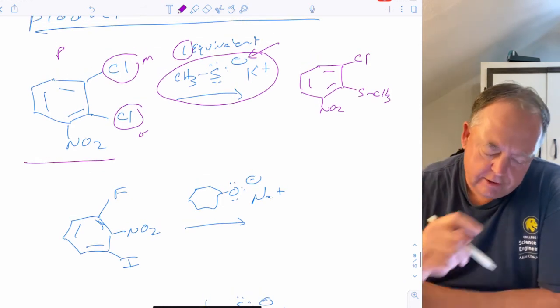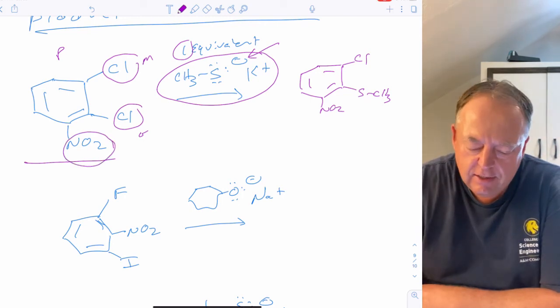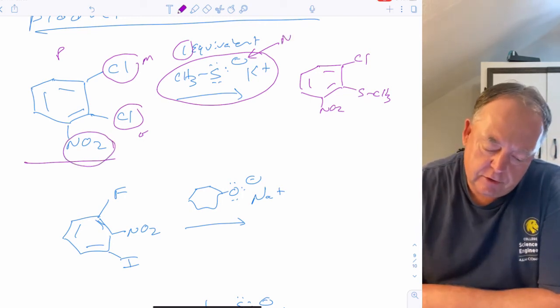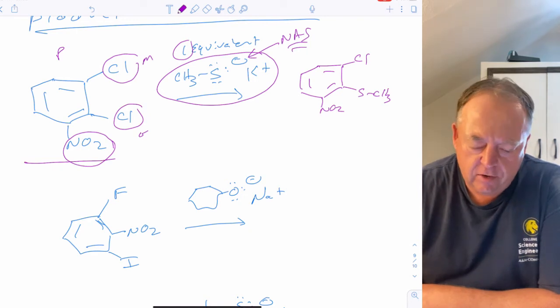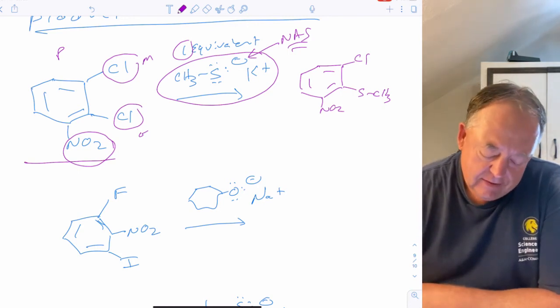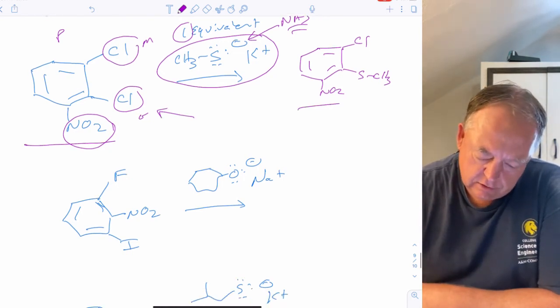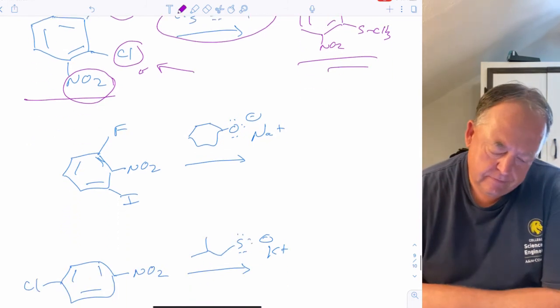And this is where students get confused all the time. They think, well, is NO2 a meta director? Yes, it's a meta director in electrophilic aromatic substitution, but this is not electrophilic aromatic substitution. This is nucleophilic aromatic substitution, and the rules are totally different. It's going to facilitate substitution at the ortho or para position to the nitro. So that's your major product.